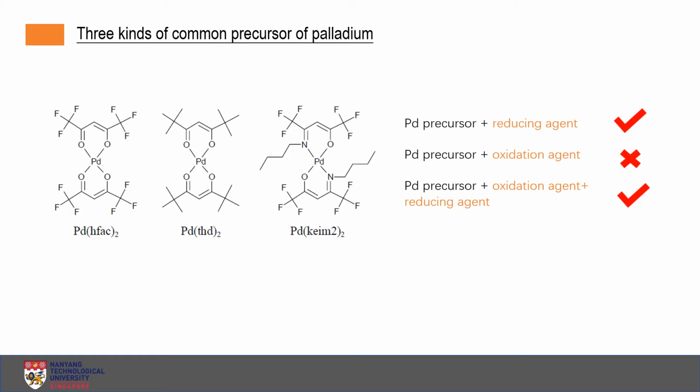Here are 3 kinds of common precursor of Pd, and their chemical structure are shown in the picture below. And so far, the precursor with reducing agent and oxidation agent following by reducing agent have been proved feasible. However, the precursor with only oxidation agent is infeasible. And next, I will discuss these three different kinds of precursors one by one.